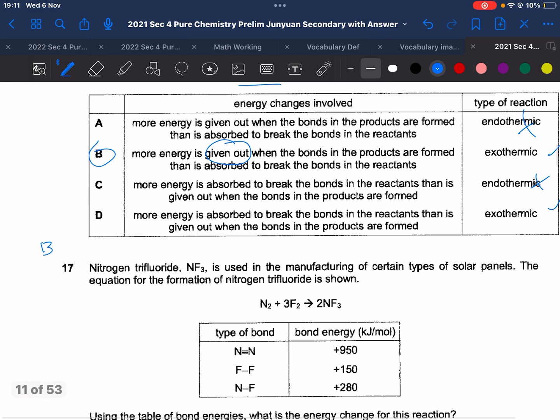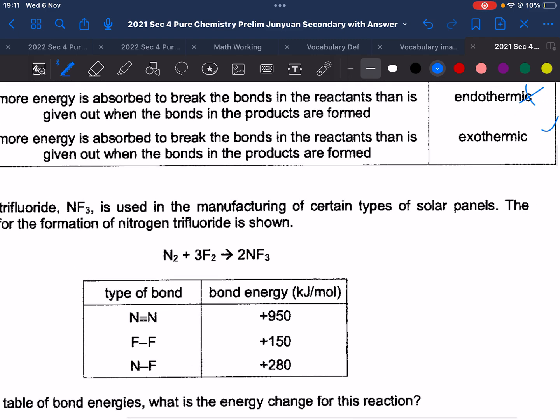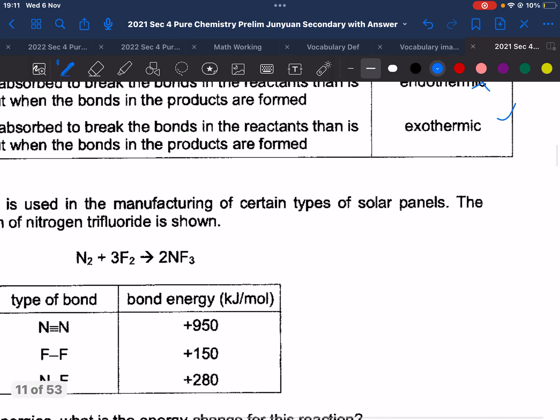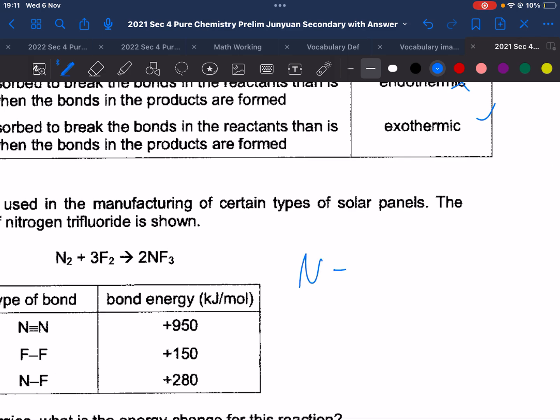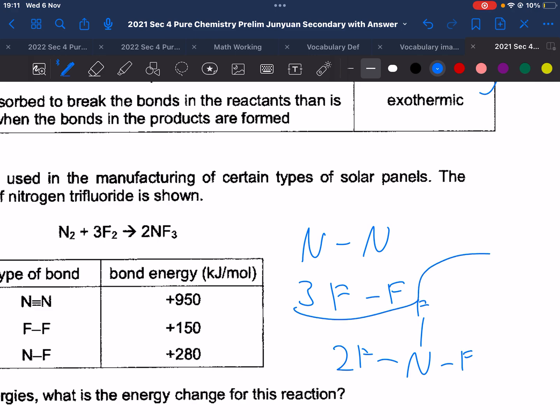Okay, nitrogen trifluoride. Again, this is just math. What I would advise you all to do is just to draw it out. So N, N, F, F, F. So there will be 3 Fs. Okay, how about the NFF? So nitrogen trifluoride. There are 2. So these are the reactants. These are the products. Actually, there's only one product.